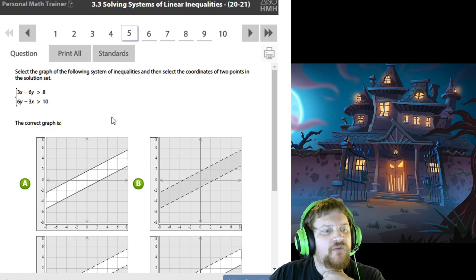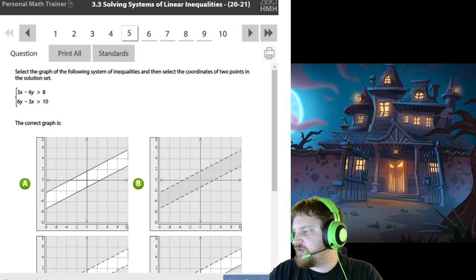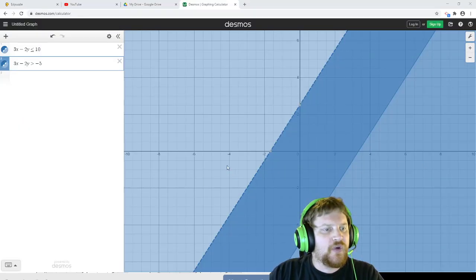Number 5, once again, select the correct system of inequalities. Let's take a look at our Desmos graph. We have 3x minus 6y.